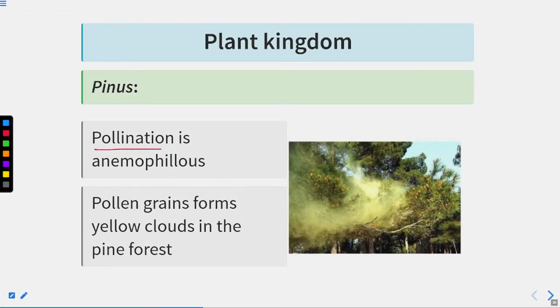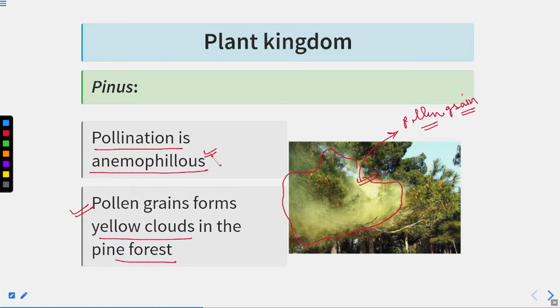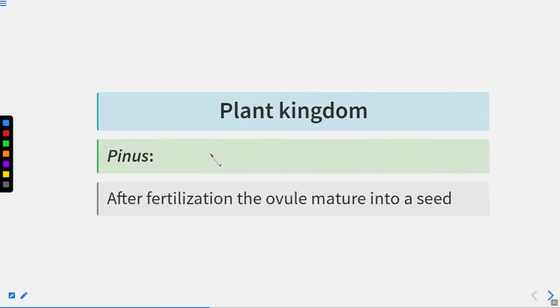Now, when pollination occurs, you can see in the pine forest yellow clouds like this. Yellow clouds. Now, what are these yellow clouds? These are actually pollen grains. When the male cone dehisces, lots of pollen grains are released in the atmosphere, and at that time this appears as a yellow cloud. So pollen grains form yellow clouds in the pine forest. And pollination is anemophilous. It means it occurs with the help of winds.